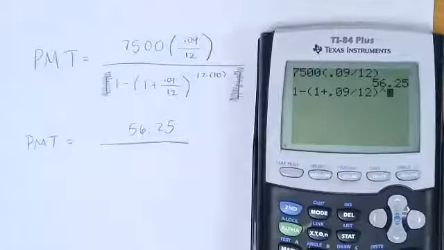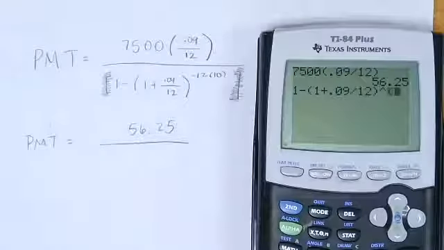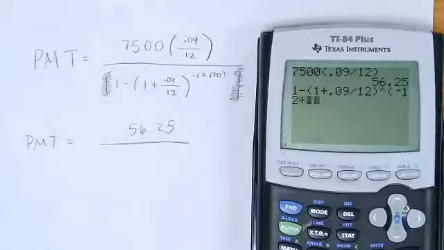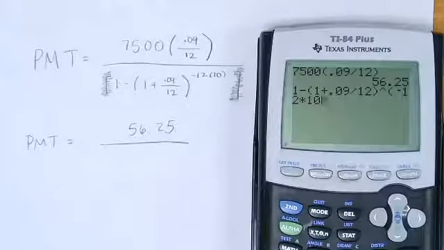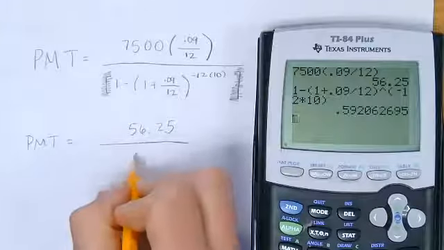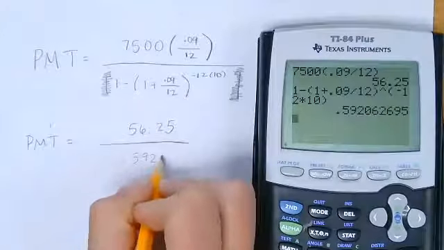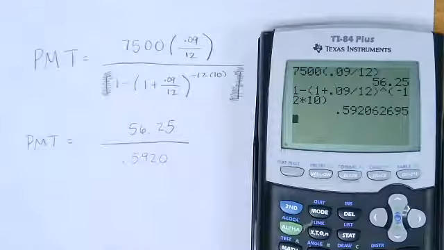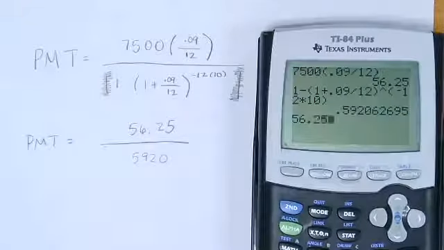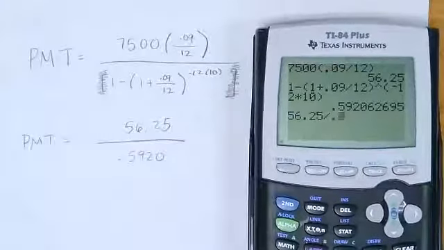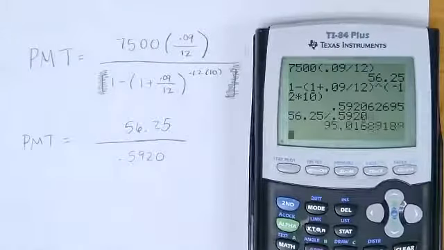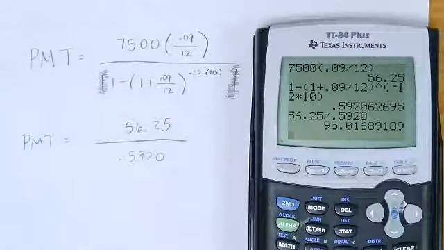You must remember to put parentheses on the older calculator. So I've got that little caret symbol. And now I'm going to do negative 12 times 10. You don't necessarily need parentheses within that, but your negative 12 times 10 should be in parentheses after the caret. So that gives me a 0.59206. So now I'm just going to take my 56.25 and then divide by my 0.5920, and I get $95.02 roughly.